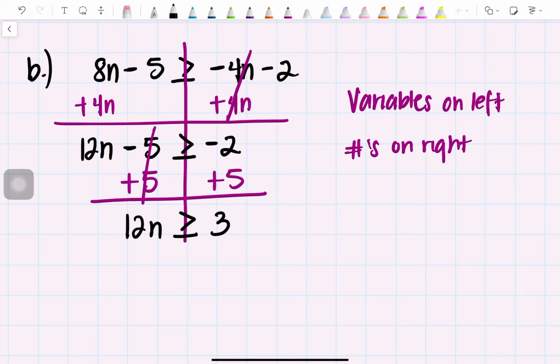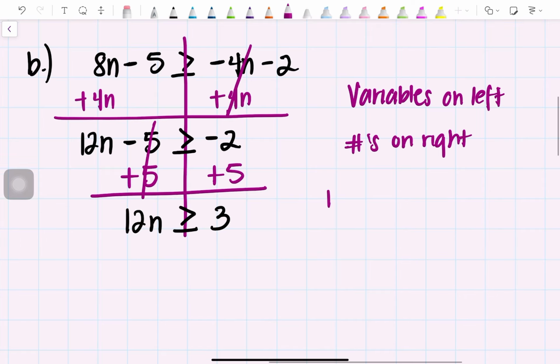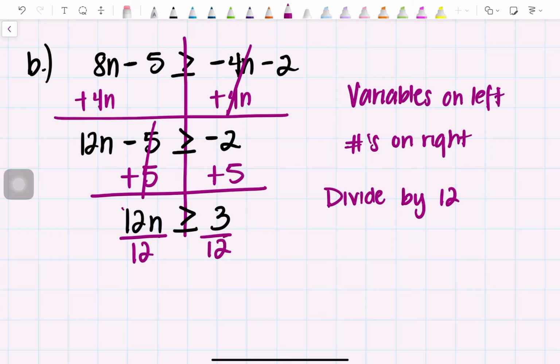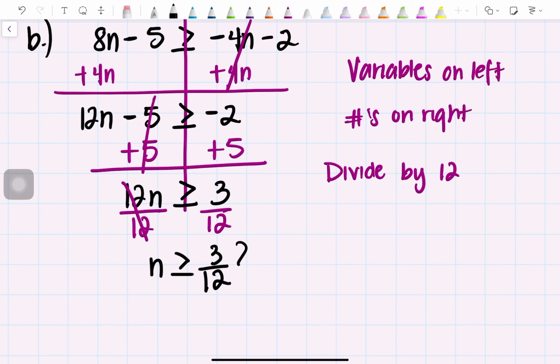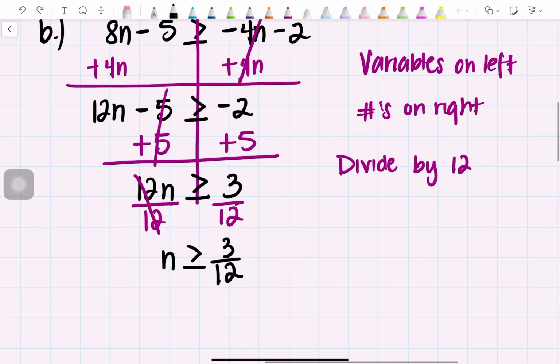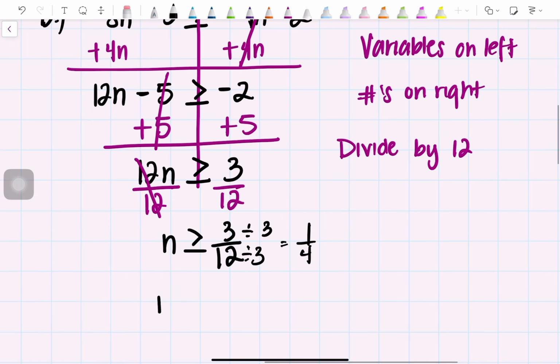From there, my next step is to divide both sides by 12. Notice when we divide by 12, we're dividing by a positive 12, so my inequality is not going to change direction. This is going to be n is greater than or equal to 3 over 12. One last thing, we need to simplify this. The only way I can simplify is if I divide both by 3, and it gives me 1/4. So my answer is n is greater than or equal to 1/4.